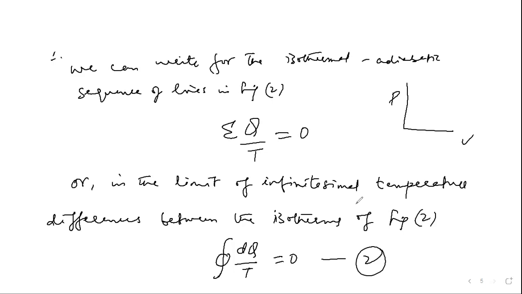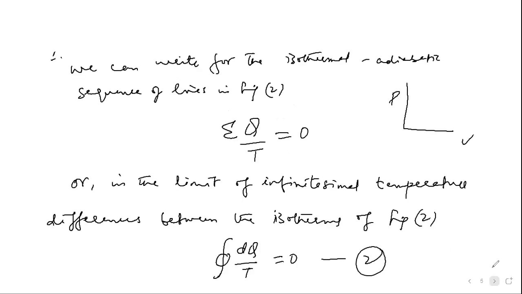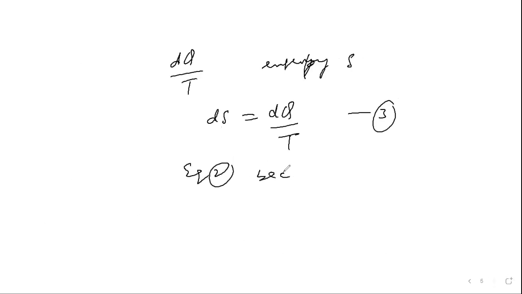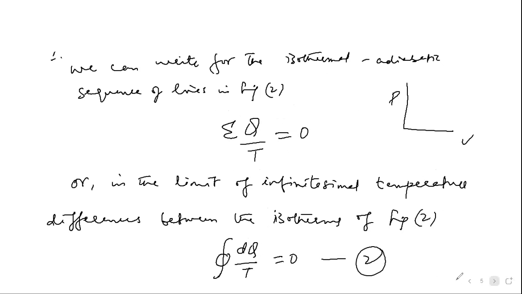So equation 2 is such an integral, and therefore dq by T must be a differential change in a state variable. We call this new variable entropy. We denote it by S. So dS is dq by T. This is my 3. This was second. So equation 2 becomes closed integral dS is equal to 0. This is my 4.